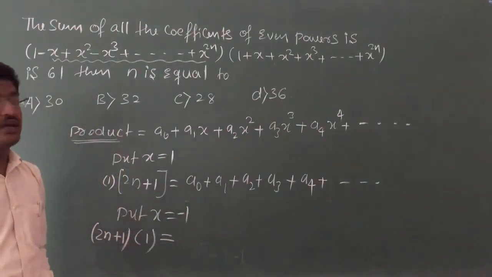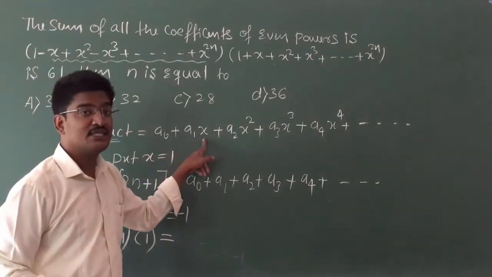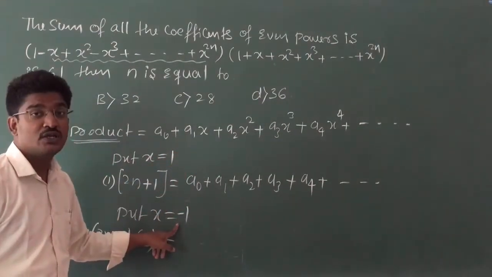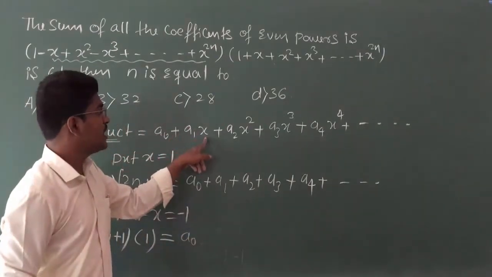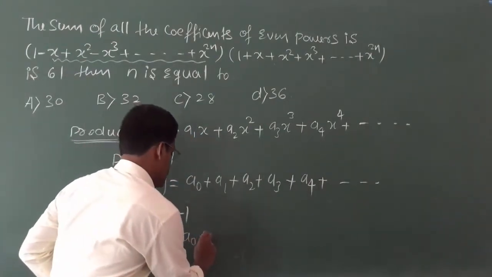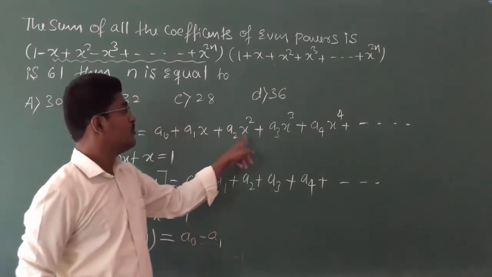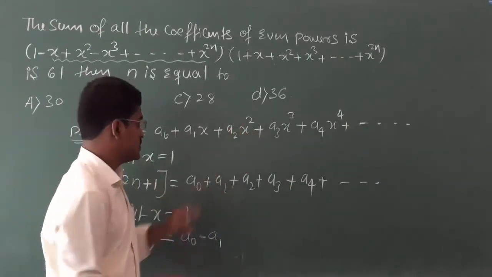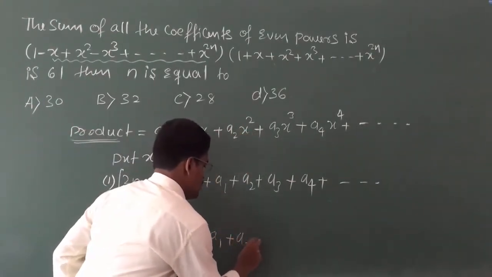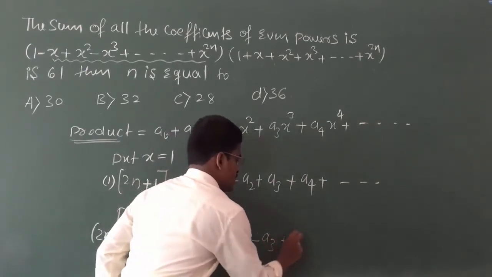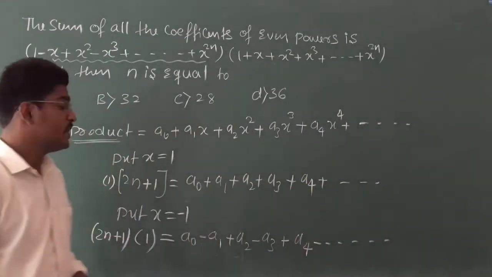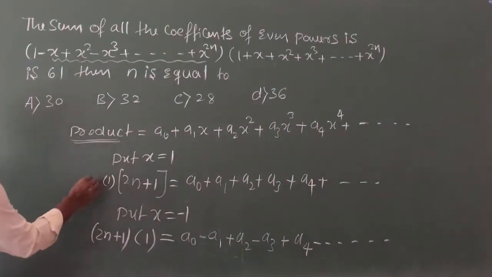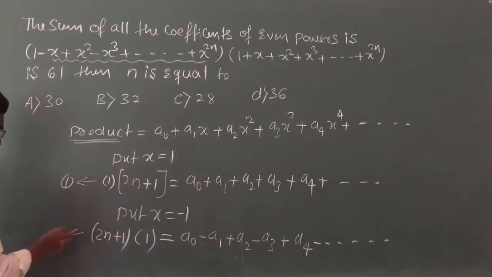This is now equal to what you get by putting x as minus 1. So then what will it be? a0 as it is, minus 1 into a1 will be minus a1. Minus 1 square is plus 1, so it will be plus a2 minus a3 plus a4 and so on. Clear? So now you got two equations, 1 and 2.